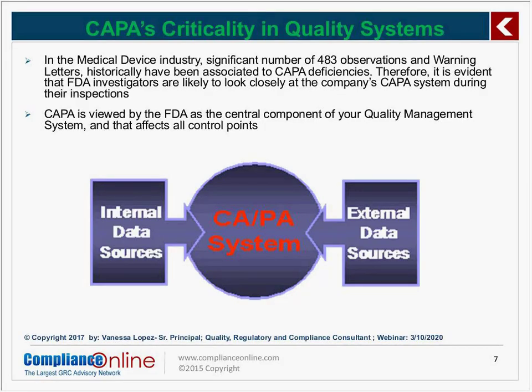Okay, CAPA's criticality in quality systems. CAPA is such a critical part of the quality system that internal as well as external sources feed into it. So, therefore, guess what? When a device company is inspected, the CAPA system will be looked at in detail because the FDA investigator can obtain a lot of information on how your quality system is working in terms of compliance and effectiveness of the controls that you have established. Therefore, the regulated company should pay close attention to their CAPA systems.